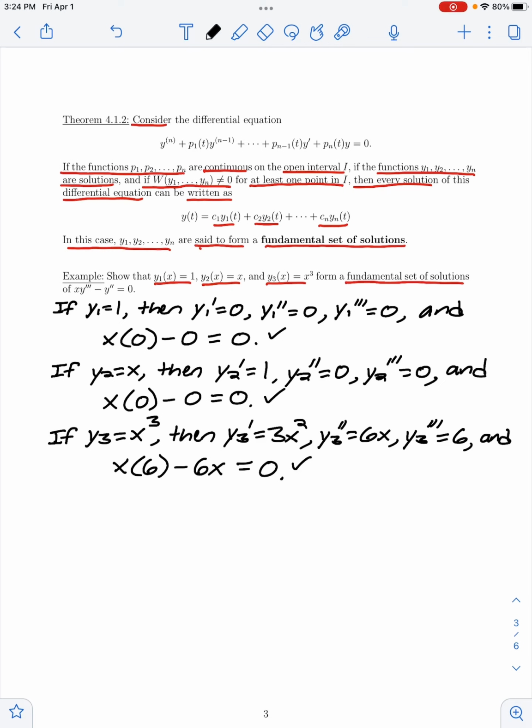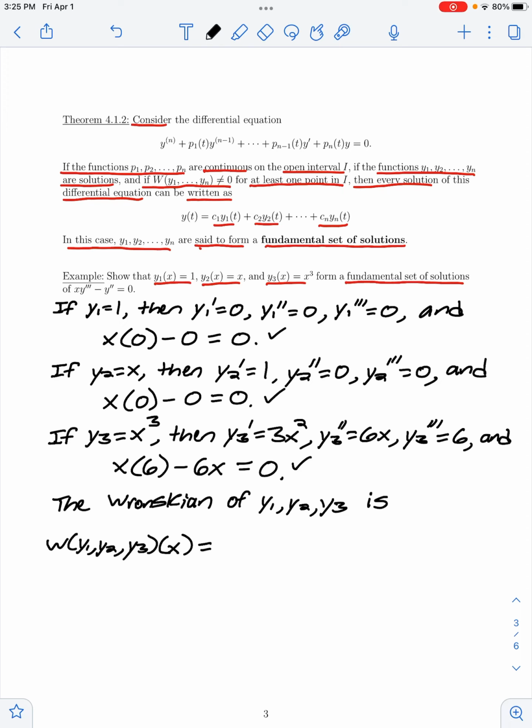And the next question is whether these three solutions form a fundamental set. To determine if they form a fundamental set, we need to look at the Wronskian. So here the Wronskian of this set of solutions, y1, y2, and y3, is given by W of y1, y2, and y3, which are functions of x.